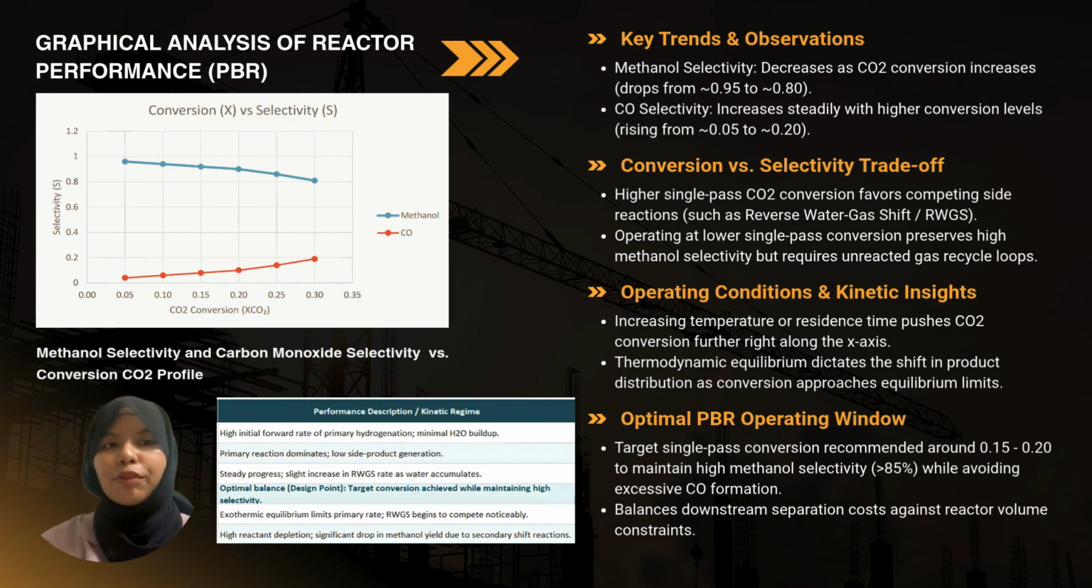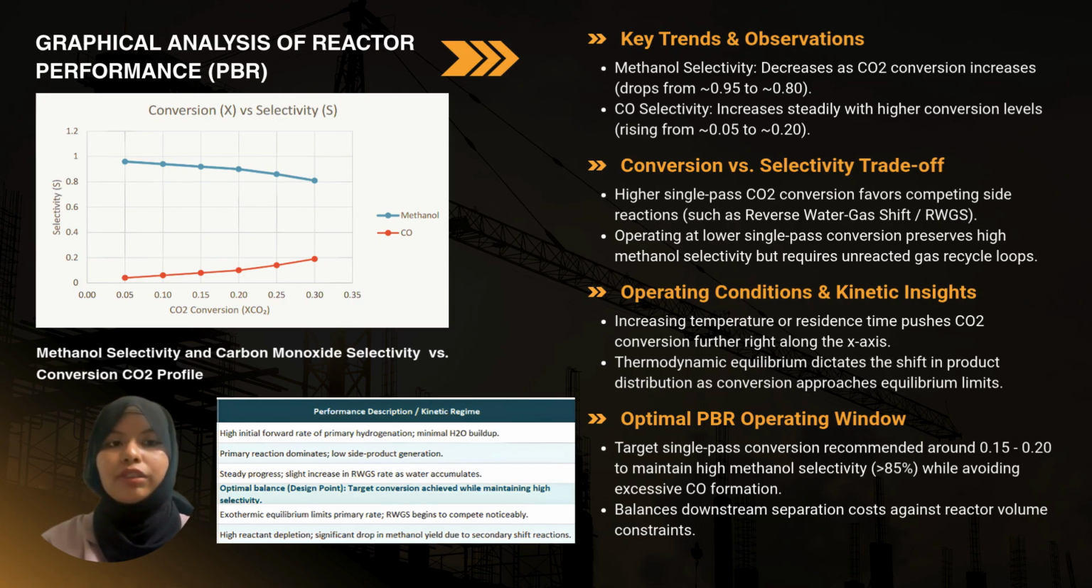Moving to our reactor performance analysis, this slide shows the relationship between the single-pass carbon dioxide conversion and product selectivity in our multitubular PBR. Looking at the plot on the left, we can clearly see two inverse trends as conversion increases along the x-axis. Methanol selectivity, the blue line, drops from 96% down to 81% at 30% conversion, where carbon monoxide selectivity, the red line, steadily rises from 4% to 19%. This trade-off is driven by thermodynamic equilibrium and competition from the reverse water gas shift reaction.